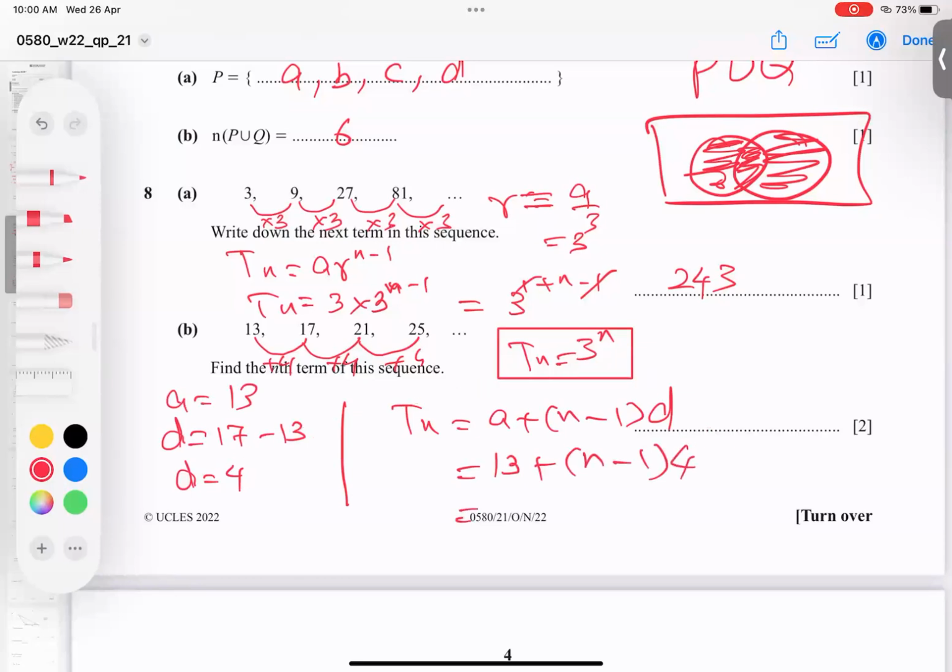So when I simplify, students, 4 times n and 4 times 1. So let's see what answer turns out to be. 4n minus 4, and simplify: 4n as it is, and 13 minus 4 gives you 9. So Alhamdulillah Rabbil Alameen, I got the nth term, which is very clear to you. And now I'm going for the next question.